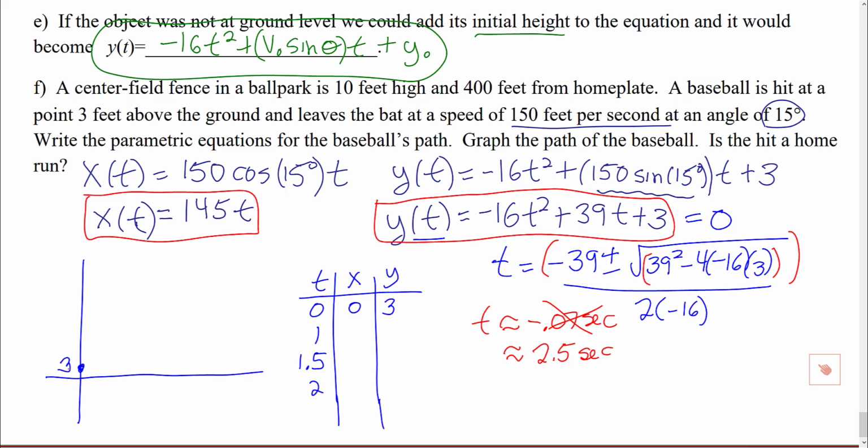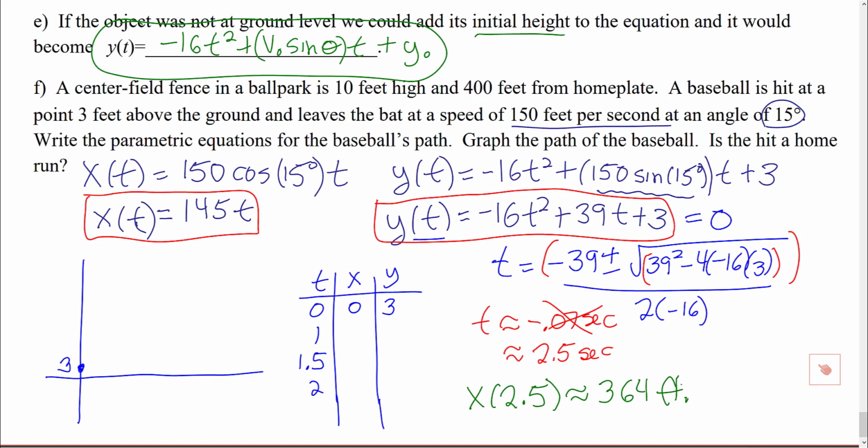So I could put 2.5 in to see how far it went horizontally to see if it's going to clear the fence. So let's take our x of t and let's put in 2.5 and see what horizontal distance it moved to get to 2.5 seconds. So I've just got 2.5 times 145, and that's going to be 364. That's feet. Well, the fence was over there at 400, so it's not going to be a home run. It's going to land in front of the fence. And so I've answered one question, is it a home run?